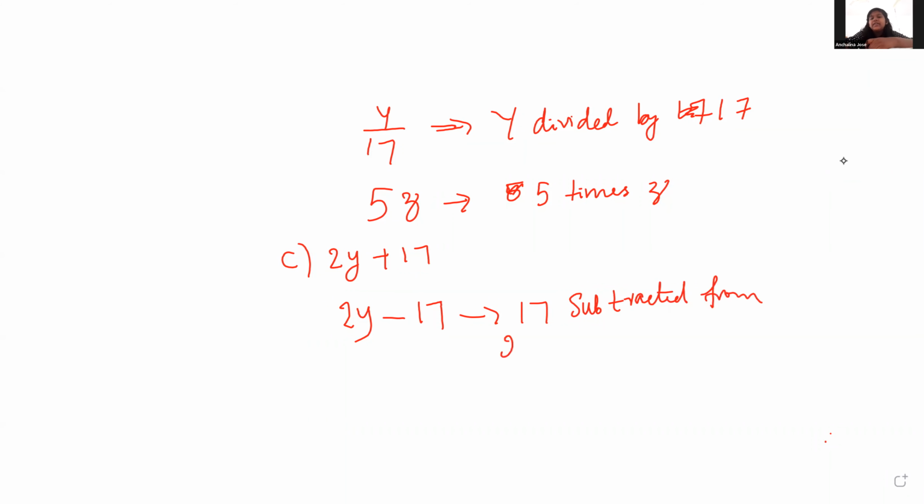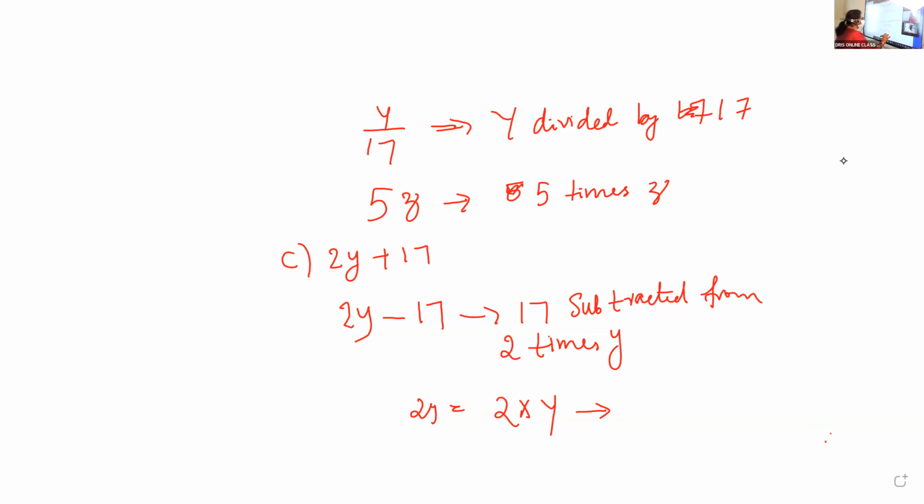Ma'am, why is it like that? Why could we use 2y? 2 times y. Yes, tell me. Because we are converting. This is an expression given to you. We are changing it into a statement. What is the meaning of 2y? 2y means 2 multiplied by y. So what is the keyword of multiplication? Times. So when it comes to subtraction, 17 subtracted from 2 times y.